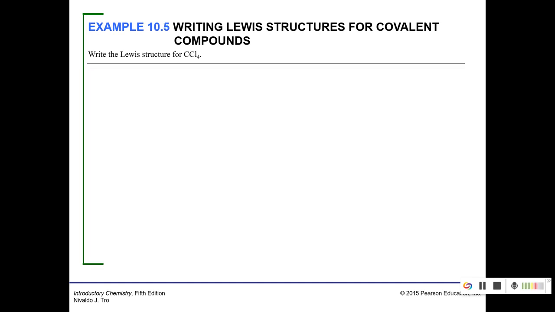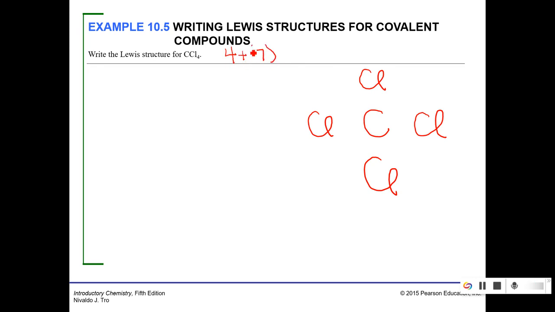All right, now we're doing some easier ones. We've got CCl4. Carbon goes in the middle always if it is present. Okay, so carbon has 4. Chlorine has 7, but there are 4 of them, so that is 32 electrons. I bond them. That is 8. So I've got 24 left.